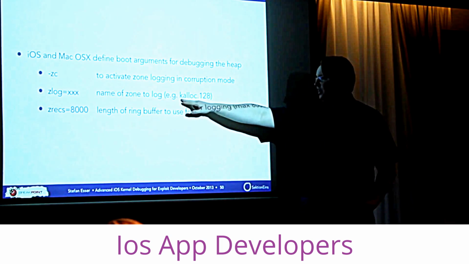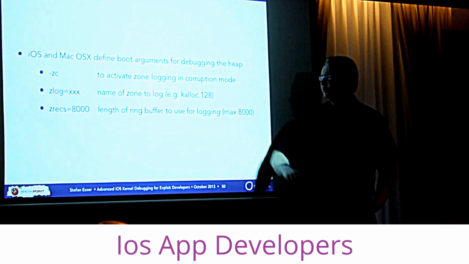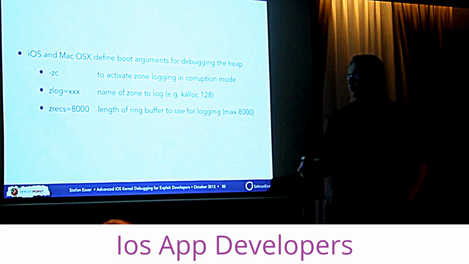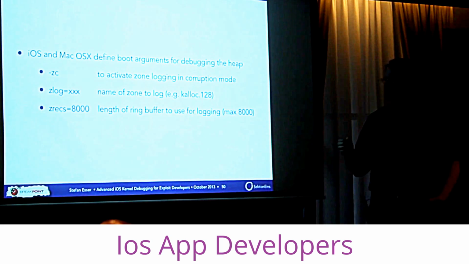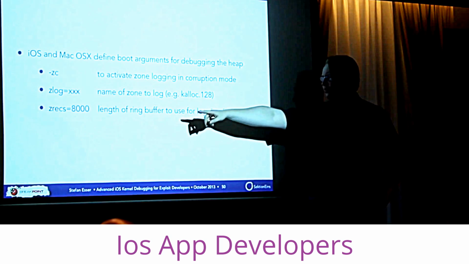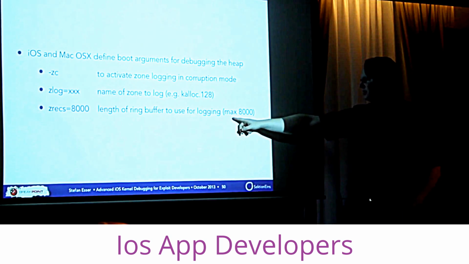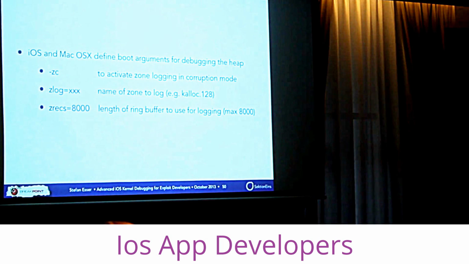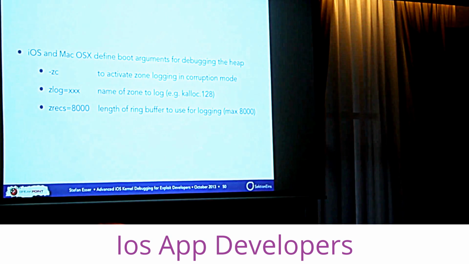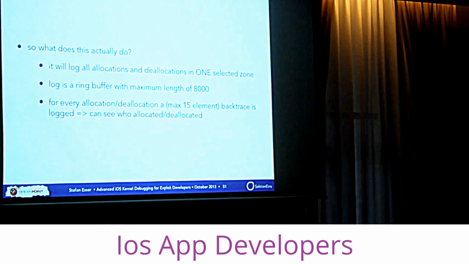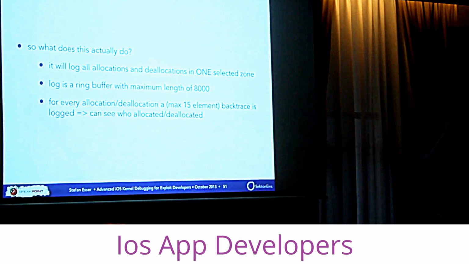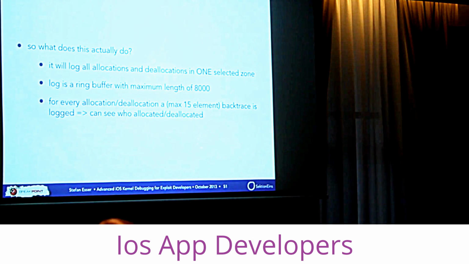So basically, let's say we have a zone that's called like this. From the debug boot arguments, we can tell it zlog equals this name here, and then we tell the kernel to log access to that zone. And we can tell it to use 8,000 records, which is, I think, the hard-coded maximum in the kernel. So if you boot your device now with these arguments, what does it actually do? It will log all the allocations and all the deallocations in that one zone to a ring buffer that is 8,000 elements long.